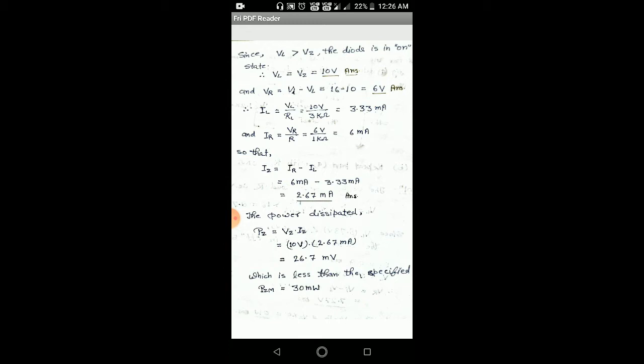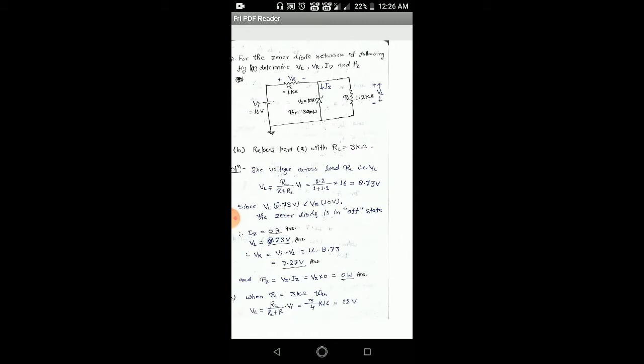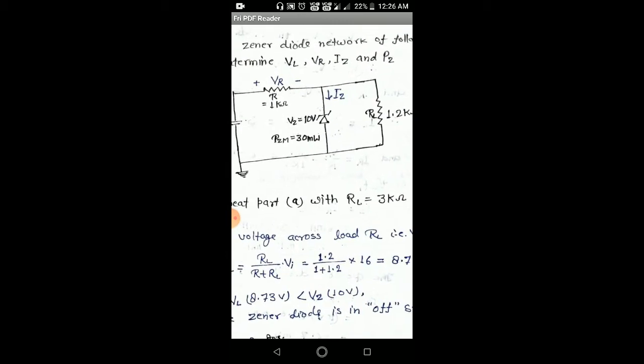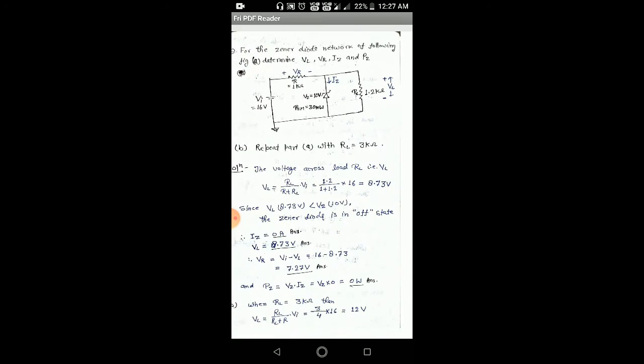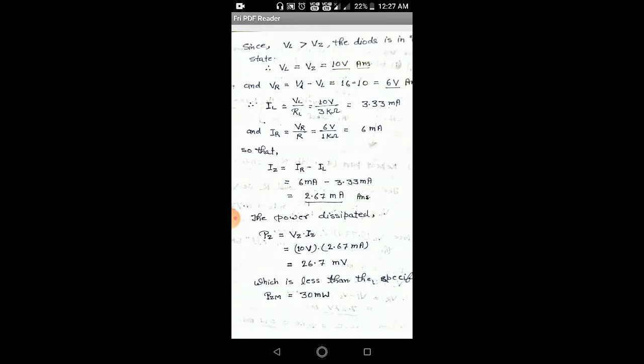So here we calculate the value of the load current, IL equal to VL upon RL, that will be 10 volt upon 3 kilo ohm, that will be 3.33 milliampere. And IR, that is the voltage across the R, IR equal to VR upon R. So put the values here, we will find 6 volt upon 1 kilo ohm equal to 6 milliampere.